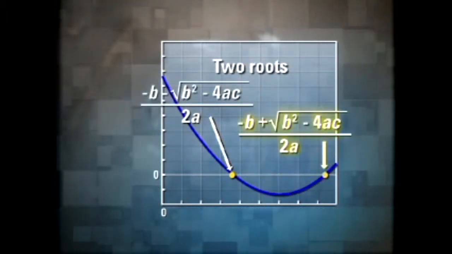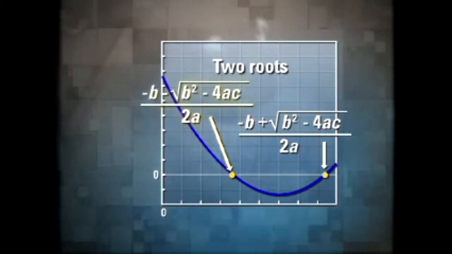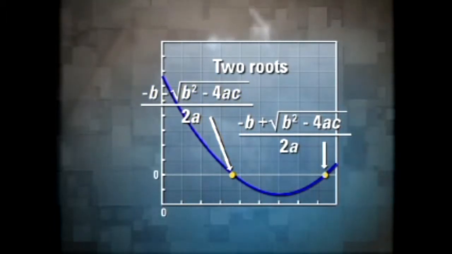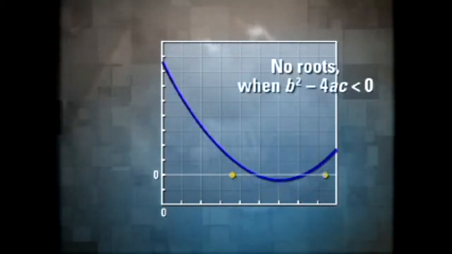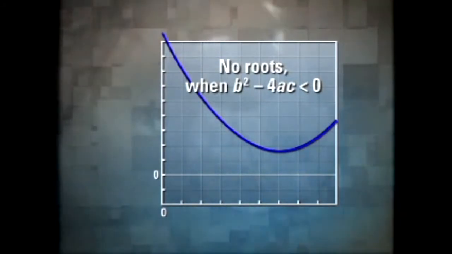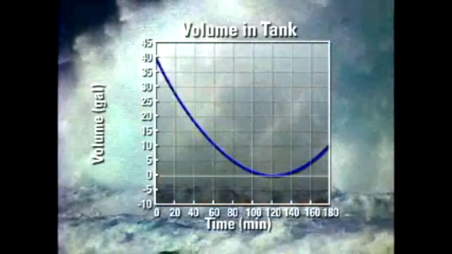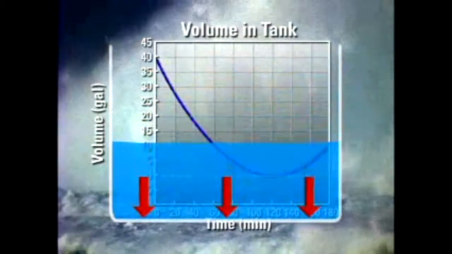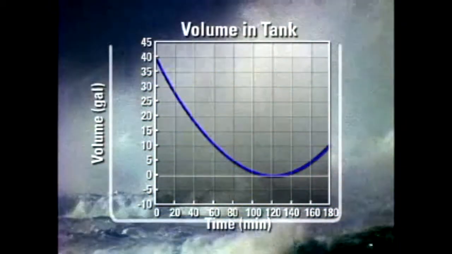If the discriminant were positive, there would be two roots, one adding and one subtracting the radical part of the formula. And if the discriminant were negative, there would be no real roots. These surges of water may someday turn out to be a great source of renewable, cheap, and clean energy.